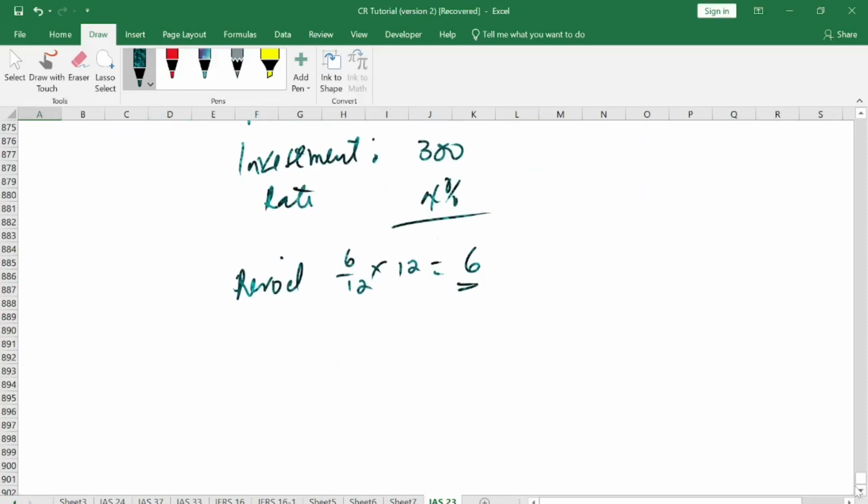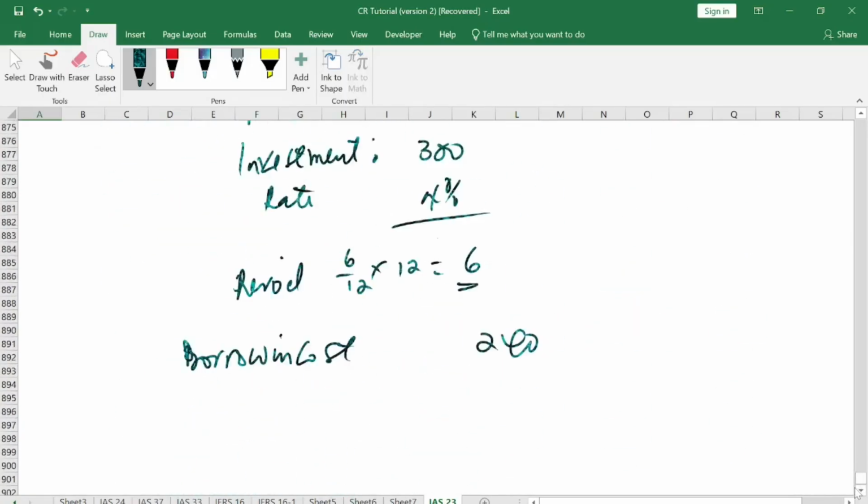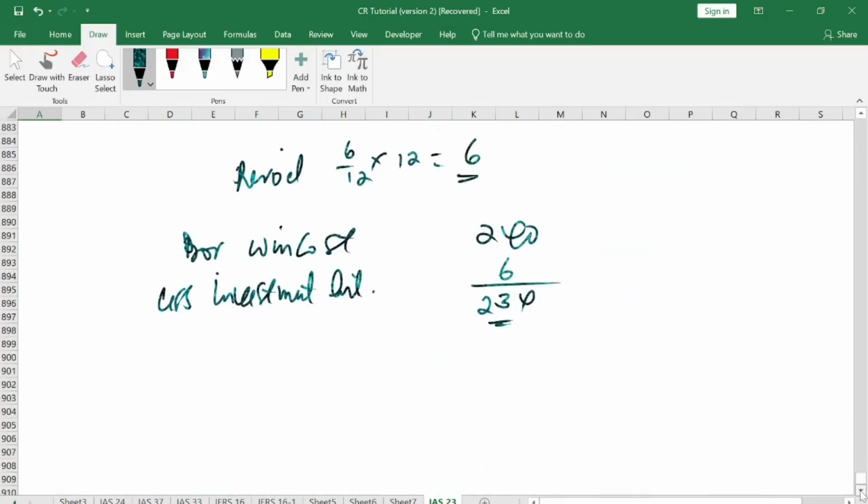Here with the specific, you realize that we have the borrowing cost of 240, as you can see there. Then you less the investment interest of 6. That gives you 234 for the specific. So this is what the specific will end up as. Then I'll look at the general.